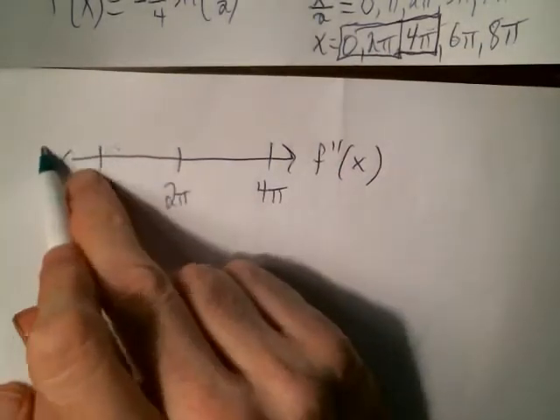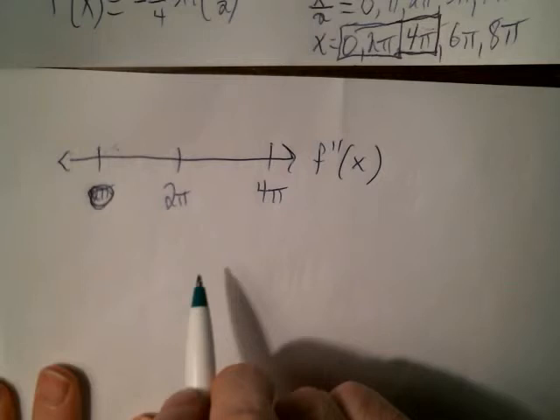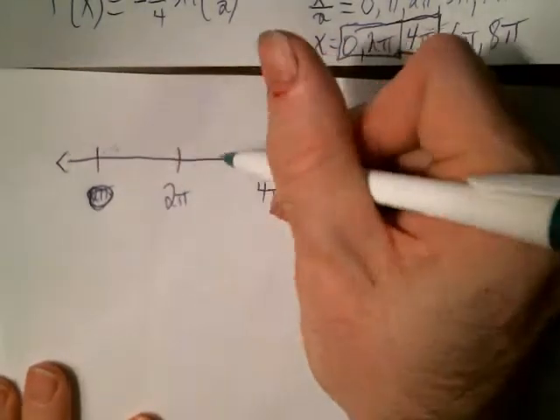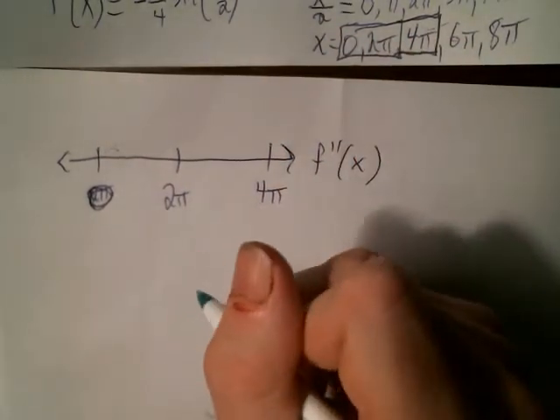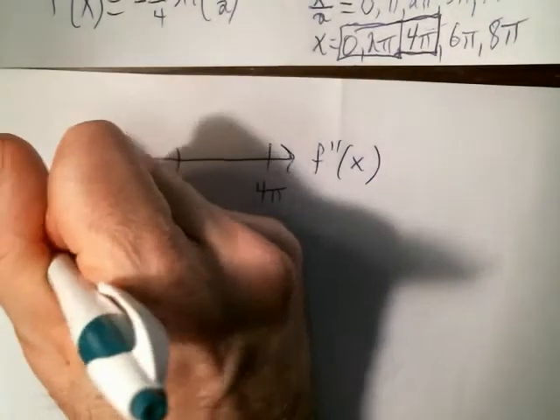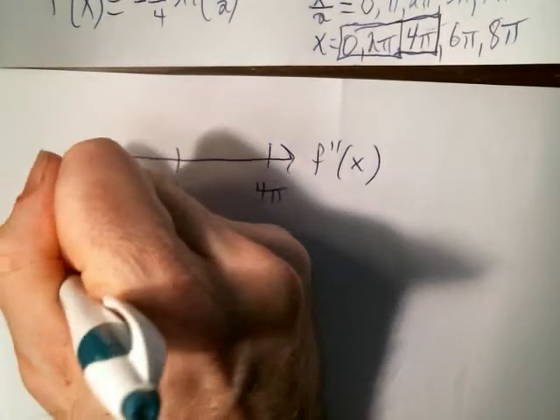I don't have to worry about anything outside of 0 and 4 pi. Those are not part of our domain, so I'm just worried about this interval and this interval. Alrighty then, so I need test values, signs, and conclusions.